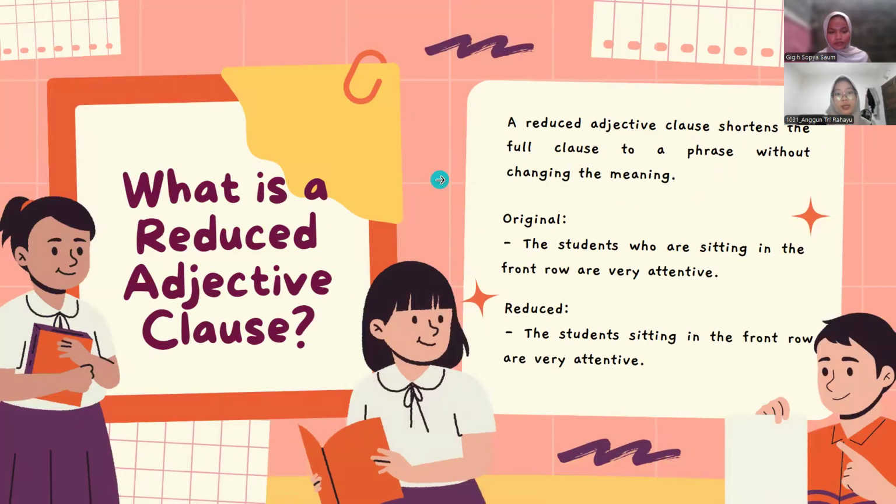And then, what is a reduced adjective clause? A reduced adjective clause shortens the full clause into a phrase but keeps the meaning the same. For example, the sentence, the students who are sitting in the front row are very attentive, can be reduced to the students sitting in the front row are very attentive.